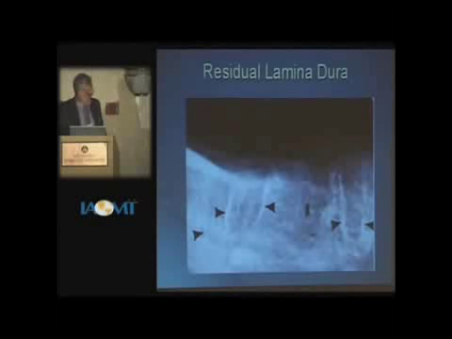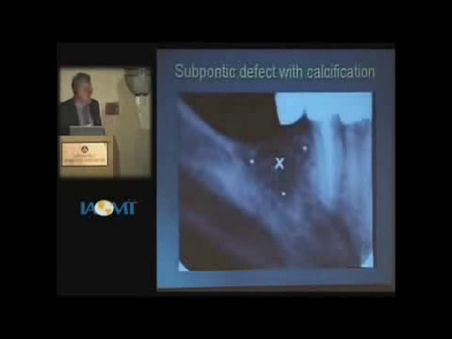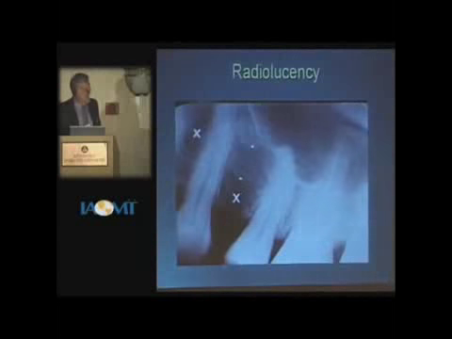This is an extraction site of many years' duration. You all still see the lamina dura of the bicuspid and molar? That's not normal. Many of my colleagues and some of the oral surgeons that I've sent x-rays to for 30 years in my practice would tell me that that's normal. Here's underneath a pontic where you can see a radiolucency and some calcifications down in there. Radiolucencies in between teeth.